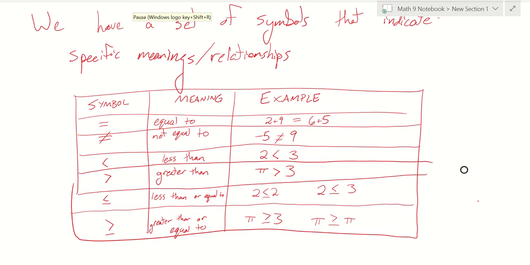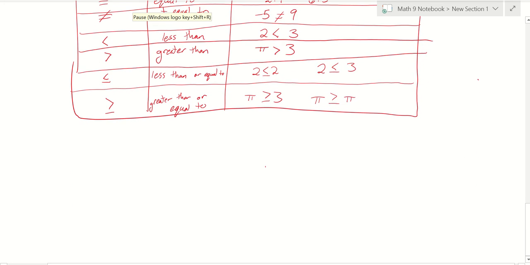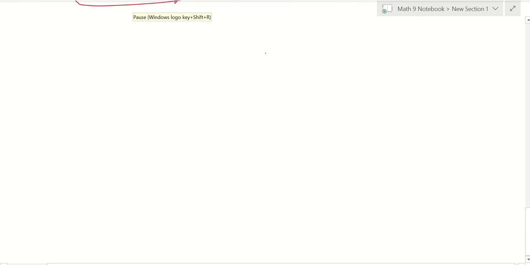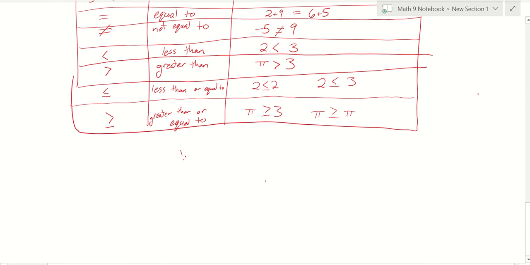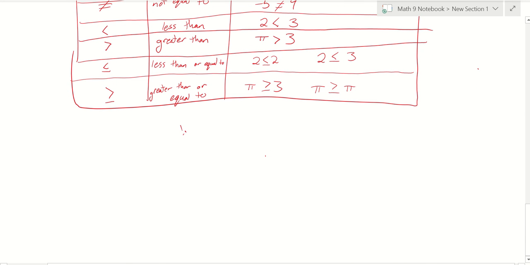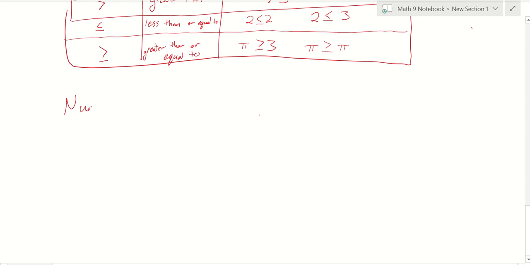All right, so we've gone through what the symbols mean. Let's start applying and making maybe some more meaning out of these symbols. So linear inequalities. Let's look at some number line graphs.